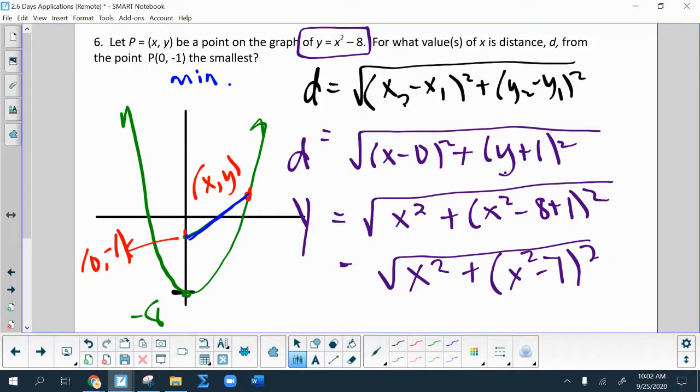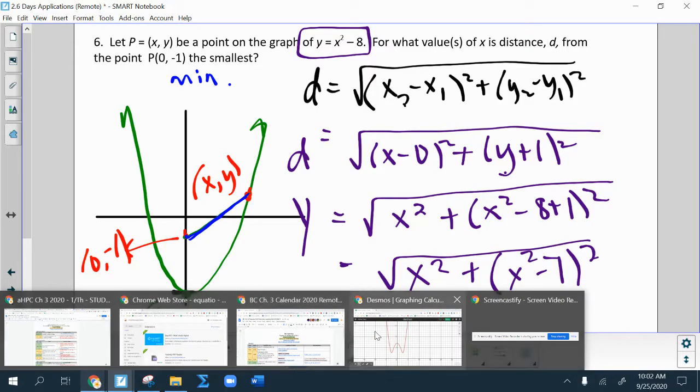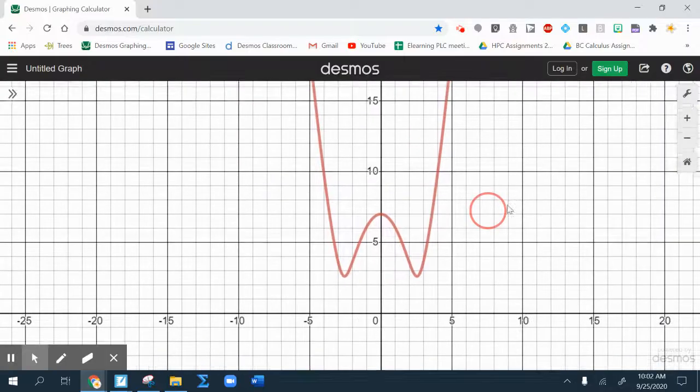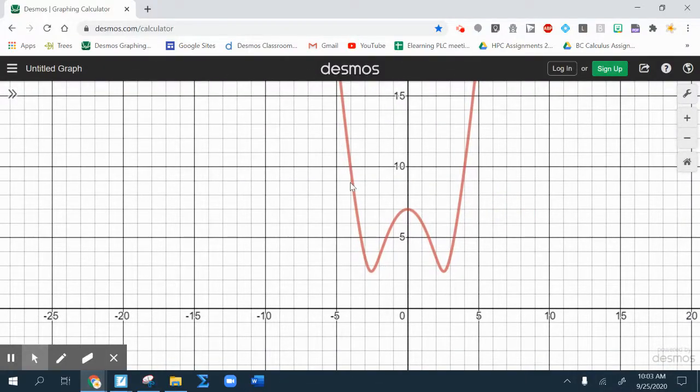Okay, so you need to put that in the calculator and find the minimum. Depending on the window on your calculator, it's actually going to be hard to see. So I'm going to go ahead and show it to you on Desmos. It'll be a better view. So here is our Desmos graph. Okay, so you can see that it's going up and down like this.